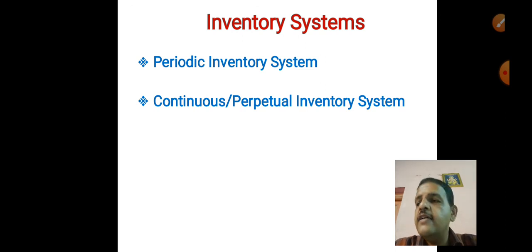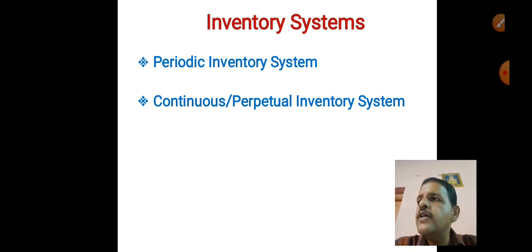Which are the disadvantages of continuous stock taking or perpetual inventory system? First, it does not provide for physical verification of stock. It is rather costly. It requires separate staff because every day we are stock taking. Then it involves more paperwork.